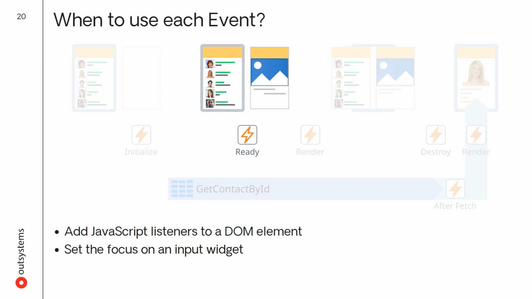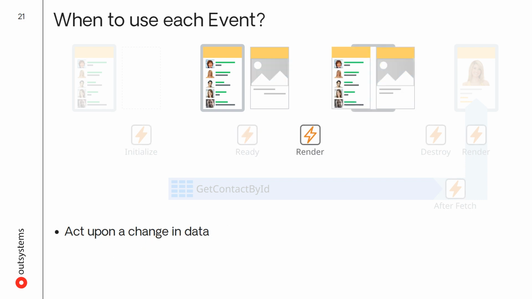As for the ready event, at this point the DOM is already available, although the screen is not yet visible to the end user. Adding JavaScript listeners to elements that are part of the DOM is a good use case. Also, we can use it to set the focus on one particular widget. As the screen renders, the render event triggers.